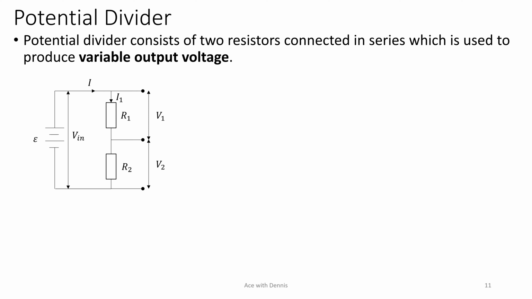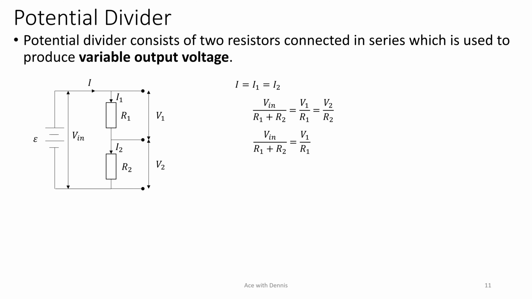The current flowing into R1 is I1, and the current flowing into R2 is I2. Since they are connected in series, the current is the same. I equals I1, and I equals I2 as well. Therefore, V in over total resistance R1 plus R2 equals V1 over R1 equals V2 over R2.